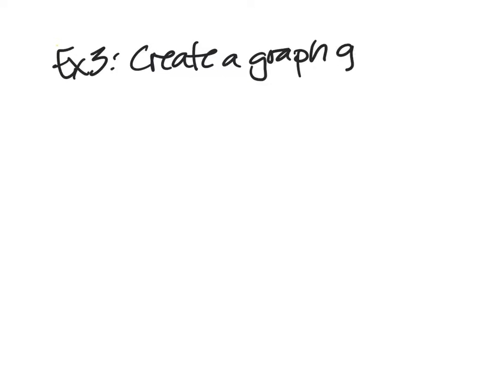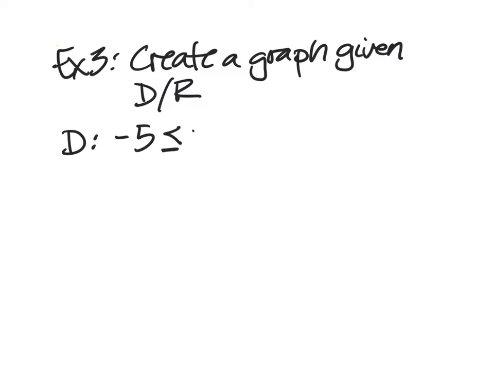Example 3 is to create a graph given domain and range. All right, so this is going to be in an inequality. So let's say our domain is -5 less than or equal to x, which is going to be the closed circle, and let's say we go to 4.